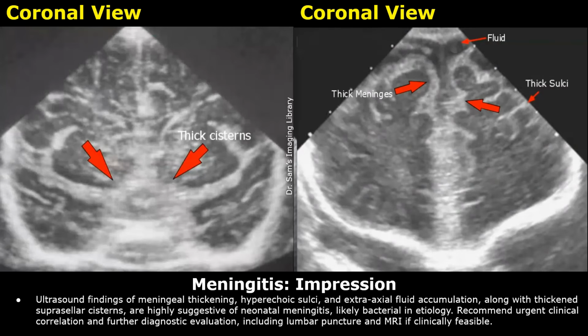This is the impression. Ultrasound findings of meningeal thickening, hyperechoic sulci, and extra-axial fluid accumulation, along with thickened suprasellar cisterns, are highly suggestive of neonatal meningitis, likely bacterial in etiology. Recommend urgent clinical correlation and further diagnostic evaluation, including lumbar puncture and MRI if clinically feasible. So these are examples of how to write ultrasound reports regarding neonatal brain pathologies.